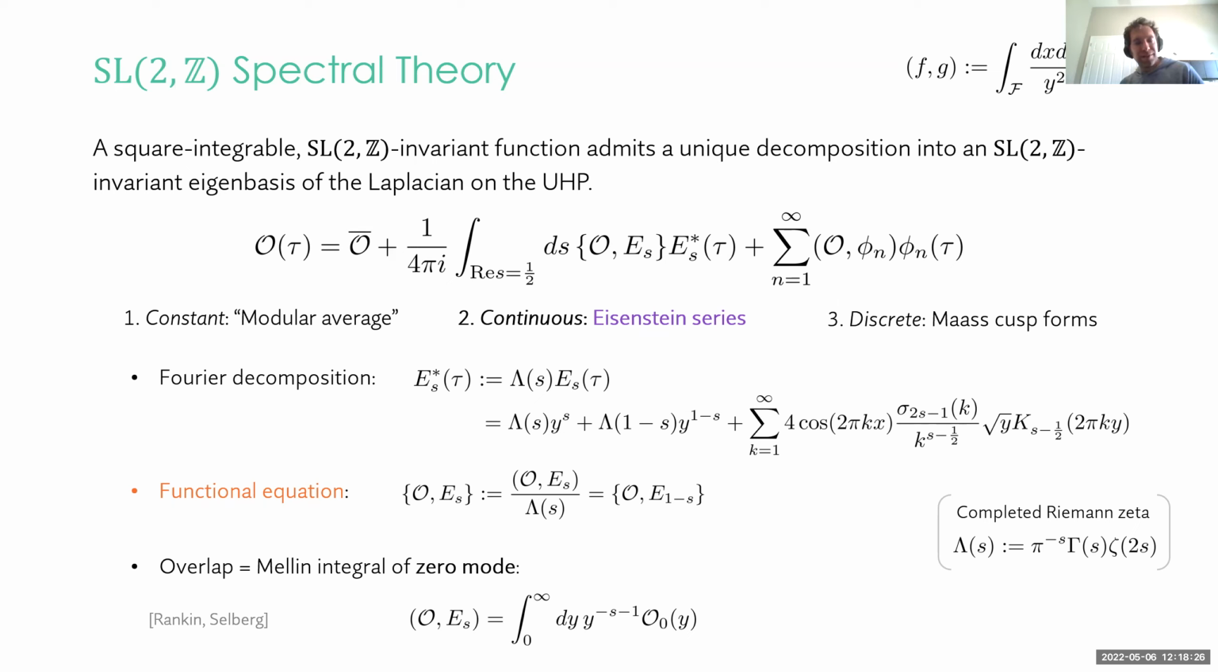The other important thing about this overlap is that it can actually be written as a Mellin integral just of the zero Fourier mode of O. In particular, this last equation holds. This is known as the Rankin-Selberg transform. So if you know the zero Fourier mode of this thing O that you're branching, then you can construct this overlap and therefore reconstruct entirely these first two terms in the expansion.